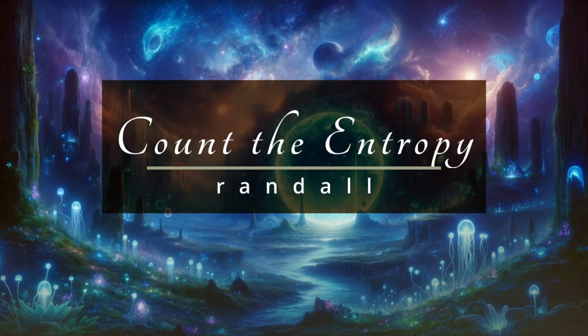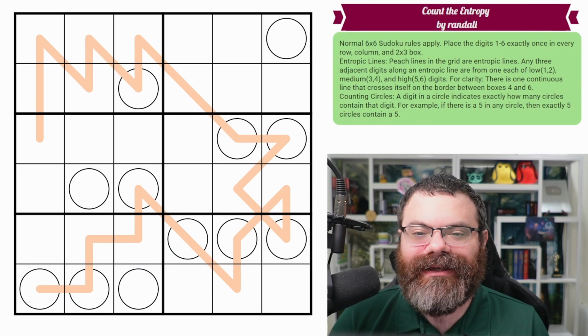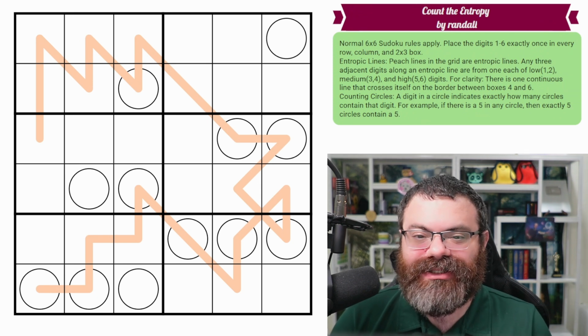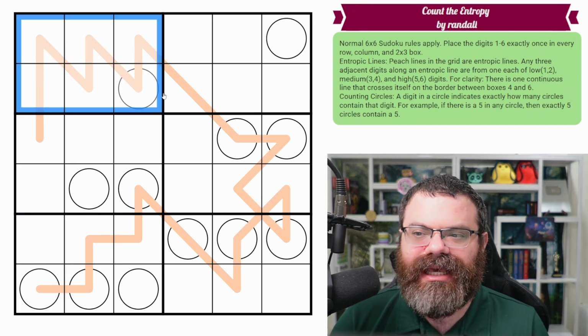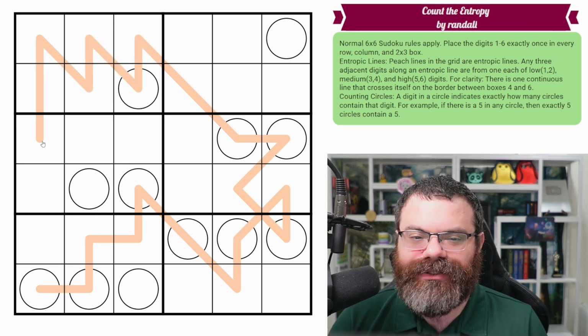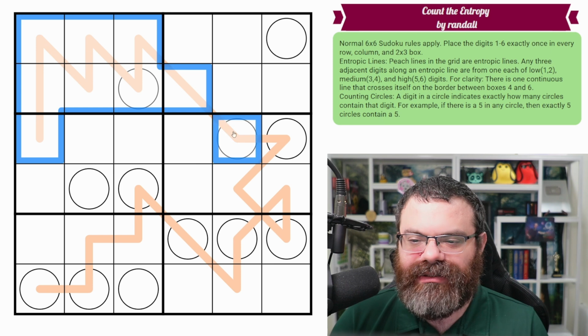Hello, let's continue our Sudoku adventure with Count the Entropy by Randall. So we have normal 6x6 Sudoku rules, meaning in every row, every column, and every 2x3 box, we are placing the digits 1 to 6 exactly once each. We also have a single very long peach line in the grid.